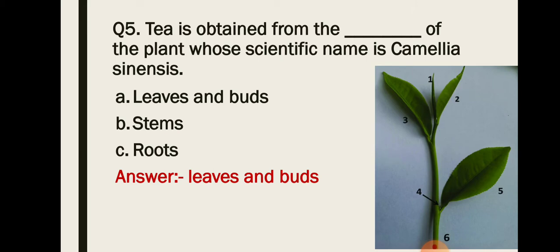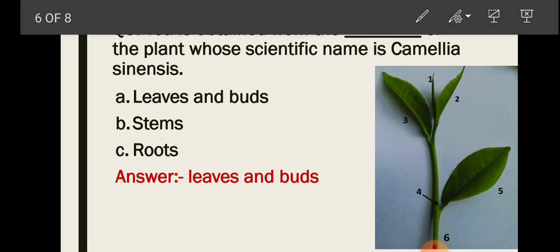So bud is that part of the plant which grows into a new leaf or a flower. So as you can see in this image, the leaf which is indicated by 1 is known as bud. So after some time it will grow into a new leaf.